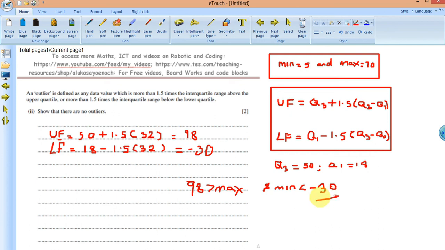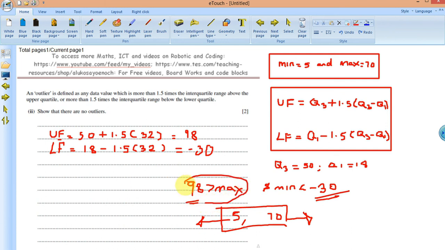And if you look at the data we have there, it ranges from 5 to 70. So any value below this is an outlier, and any value above 70 is an outlier. The given data set, I think there are 55 observations altogether, so based on the computation there is no value greater than 98 and no value less than minus 30. So in conclusion, I can conclude that there are no outliers.